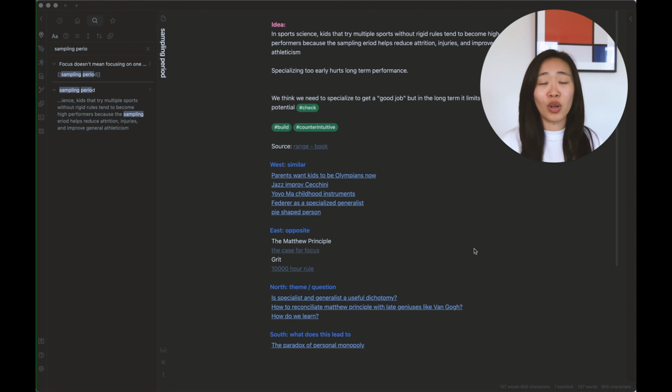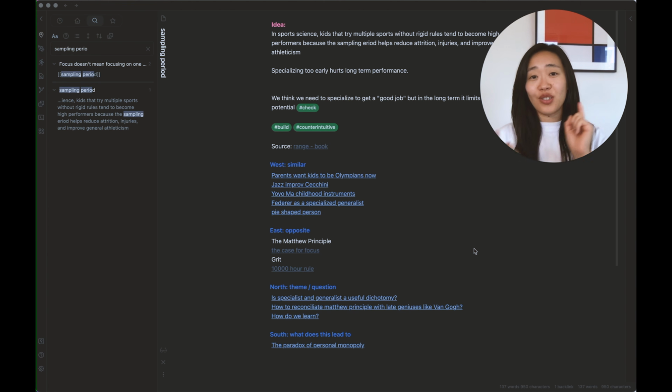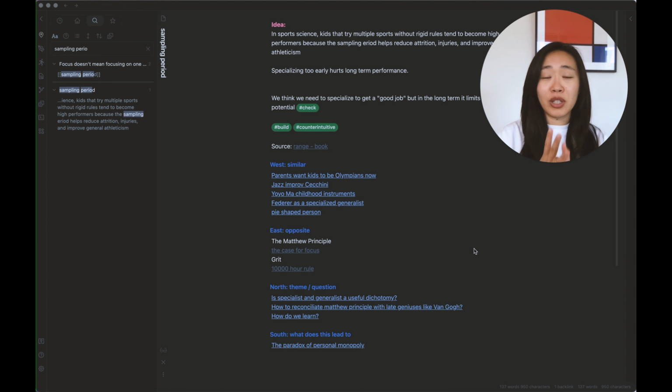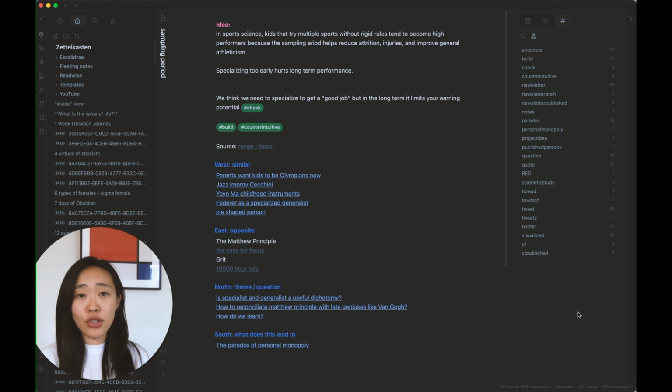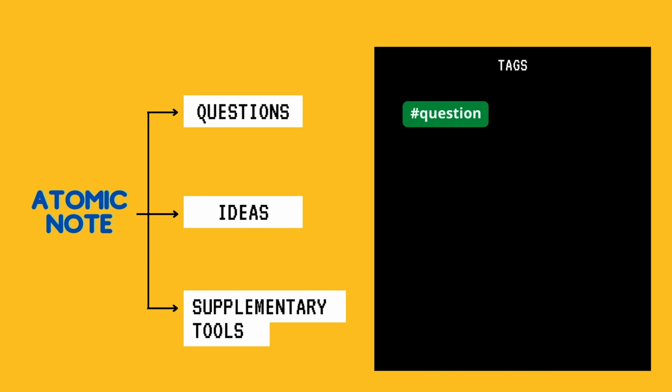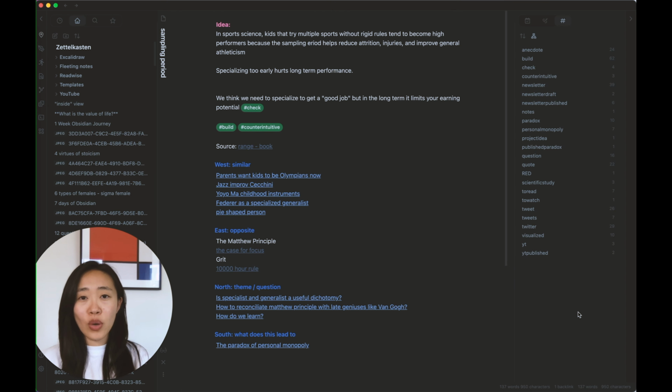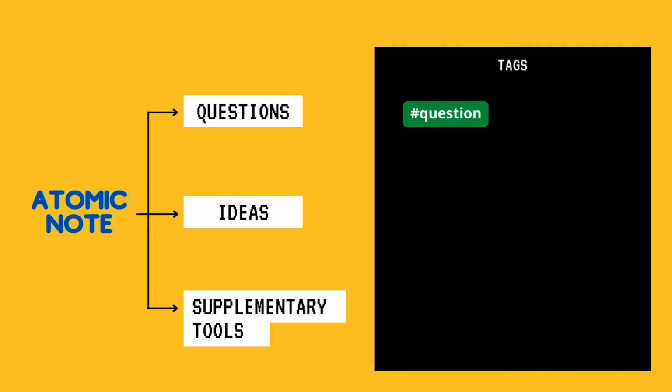So as I've said before, in my notes, there are 3 categories. There's the questions, the ideas, and the supplementary tools. For all my question notes, they're tagged with questions. So if I ever want to bring up all of the questions I'm thinking about, then I can simply look at the tag question. Then for idea notes, there are 2 tags in order to categorize the type of ideas they are. One is paradox, and the other one is counterintuitive.